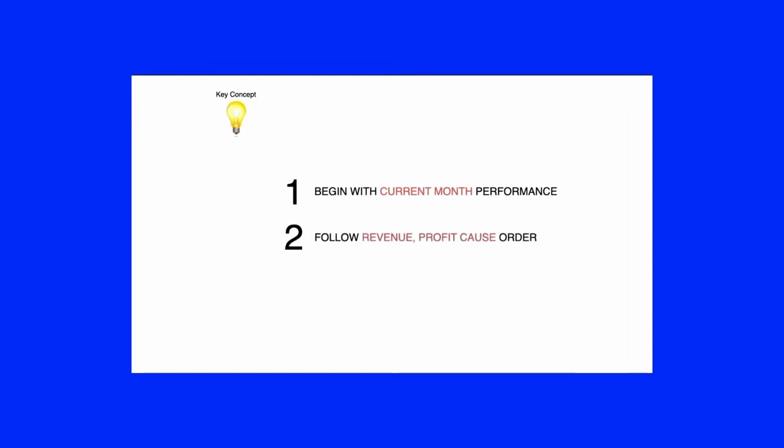The next key concept in reading your profit and loss statement is that you begin with the cause and move on later to effect. In other words, you are using the relationship overview. By focusing on what happened during the current month, you are ensuring that you understand what is causing the performance at the level it is.